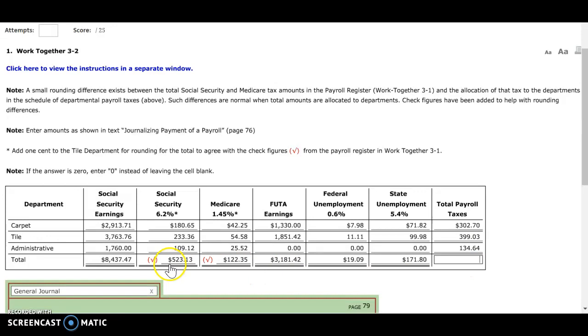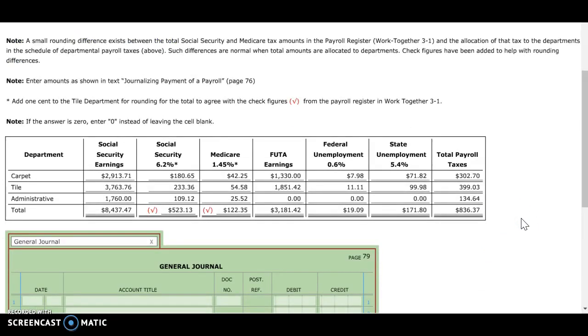Okay, and this one we can add both ways. We could do total Social Security, Medicare, federal unemployment, state unemployment, or we could add it this way. Either way, we should get the same answer. It might be a good way for you to add both of those up to check your answer. And here we should get a total of 836.37. Okay, so that is our top one.